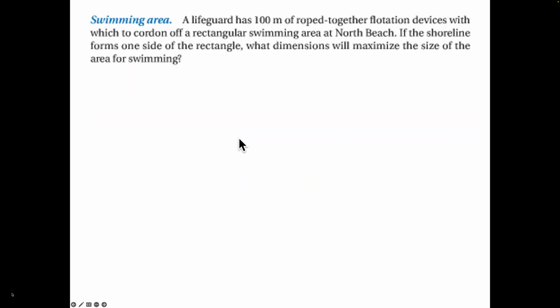All right, next problem, swimming area. A lifeguard has 100 meters of roped together flotation devices with which to cordon off a rectangular swimming area at North Beach. If the shoreline forms one side of the rectangle, what dimensions will maximize the size of the swimming area? Maximize. Again, we're looking for the vertex. And it's the vertex that's going to help us find the maximum area.